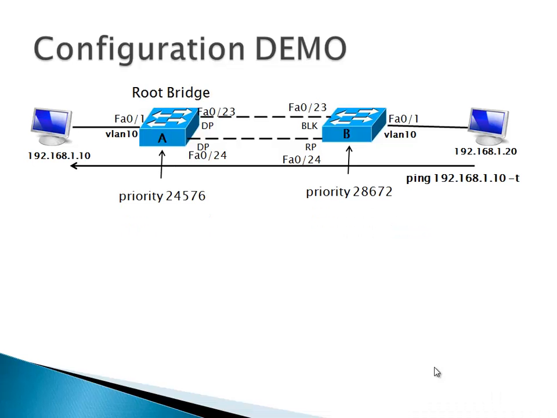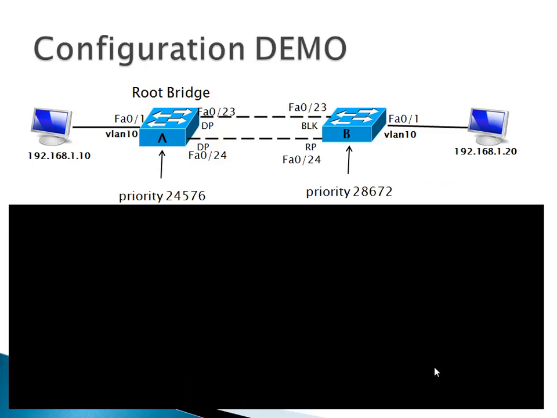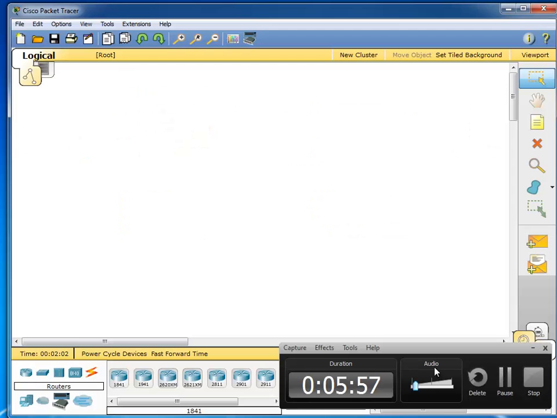We'll do it between two switches and two PCs, and we'll see the difference between a spanning tree and a rapid spanning tree. Right, now we will do a configuration between two switches and two PCs, where one PC is going to ping the other PC, and we'll see the difference between a spanning tree and a rapid spanning tree.